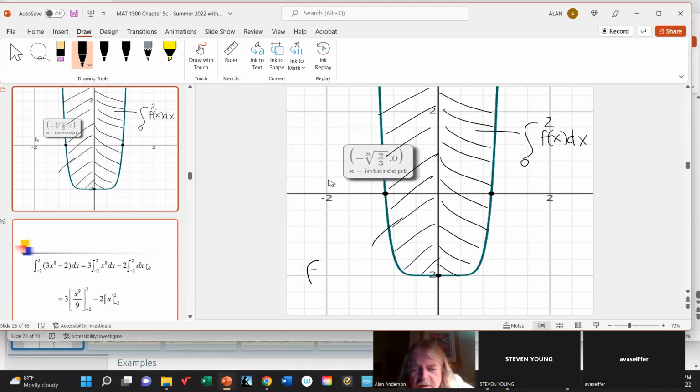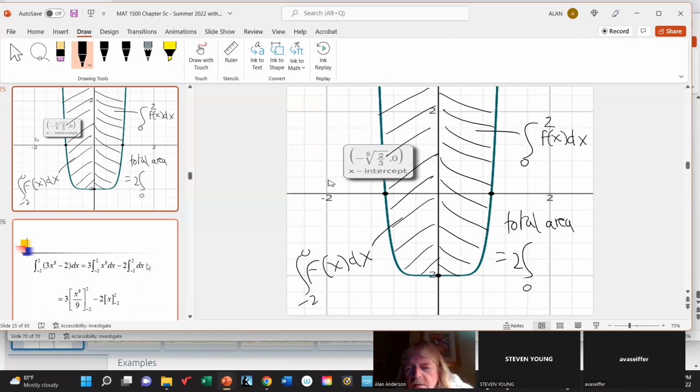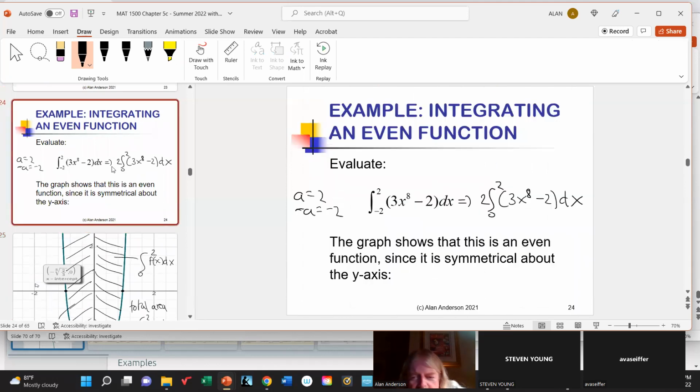Because we know they're equal to each other. And all we really need is the total area, which is 2 times the area on the right. All right, so let's prove it.